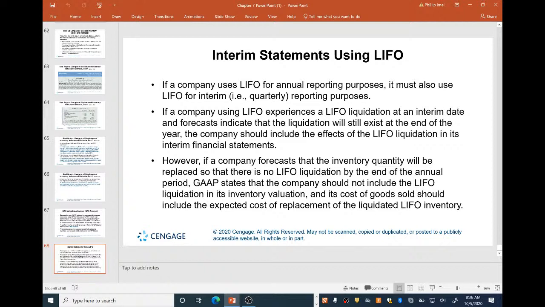Okay, so pretty much long and short, this LIFO reserve is just for comparative purposes, so we can just flip it to what it would be on FIFO. Okay, so that's it on the chapter 7 notes, or PowerPoint. Next thing I want to do is get into working a little bit of some problems out.